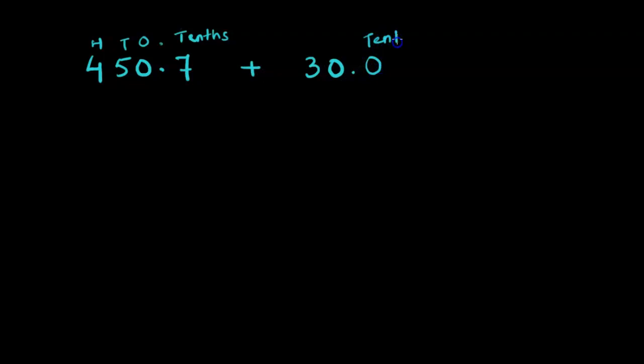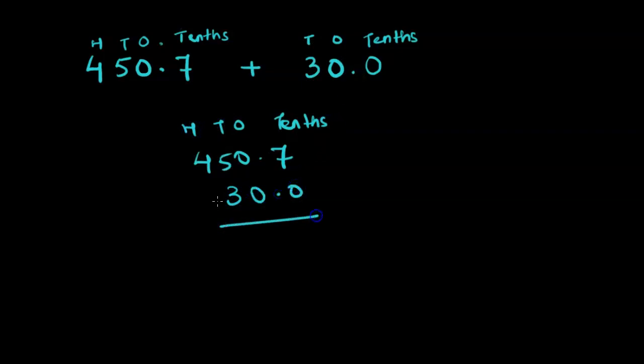So this is tenths place, this is ones place, this is tens place. Now we would arrange these numbers vertically. 450.7, we'll put the place value chart on it. Ones, tens, hundreds. Under tens place, we have 3. We put 3 under tens place. Ones place is 0. Tenths place is 0. Empty spot, fill up with a 0.